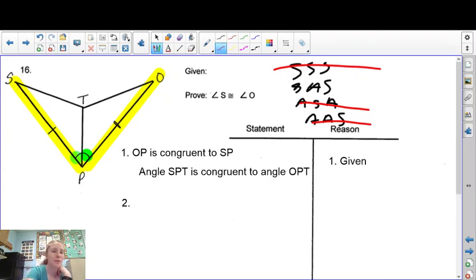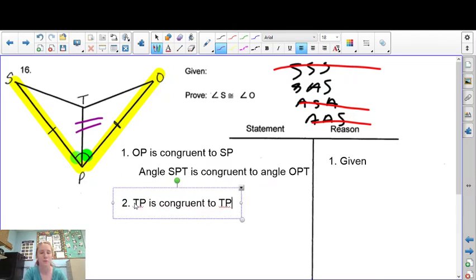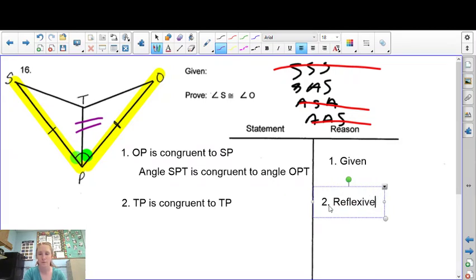Oh, hey, look, given information. Freebie, free piece. Just like our last guy. My reflexive property pops out. TP is congruent to TP. Ooh, okay, so I've got a side, an angle, and a side. Woohoo! So step 3, I can say, hey, guess what?